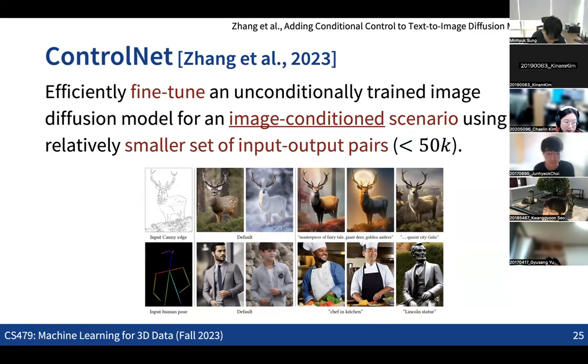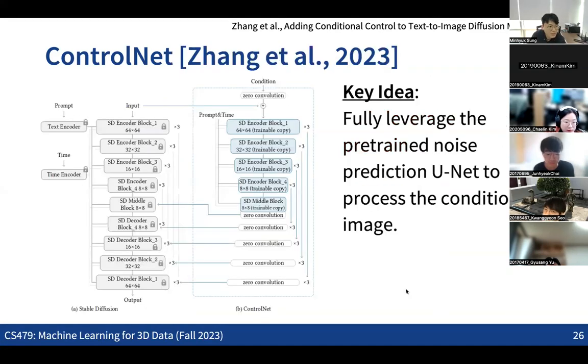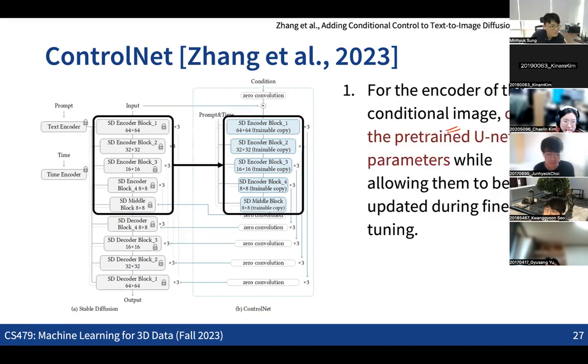So here the key idea is that we are basically leveraging some kind of information which is encoded in the pre-trained noise prediction UNet architecture in a way that we can process the conditional image. So if we briefly go over some of the details in the architecture, basically for the encoding.